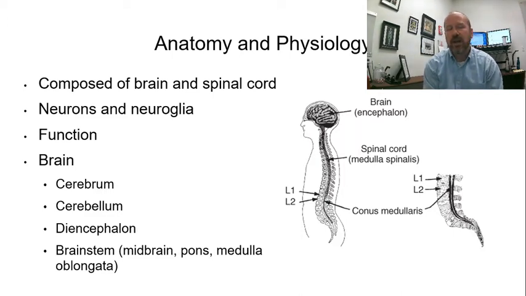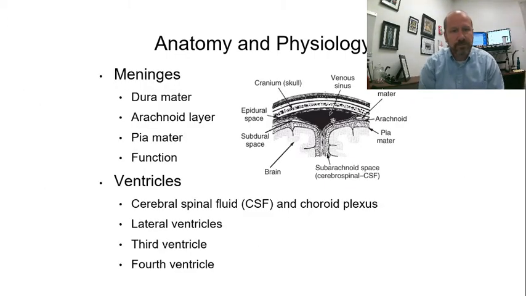Within the brain, we've got the cerebrum, cerebellum, diencephalon, and the brainstem, which includes the midbrain, pons, and medulla oblongata. And the medulla oblongata is probably one of my favorite anatomic terms. It's helpful for us to look at the meninges, and if you look at figure 8-2 in our textbook, you get a much prettier picture.